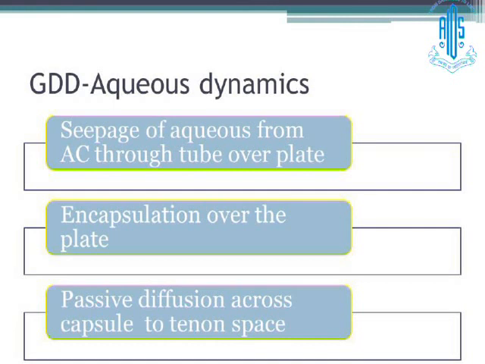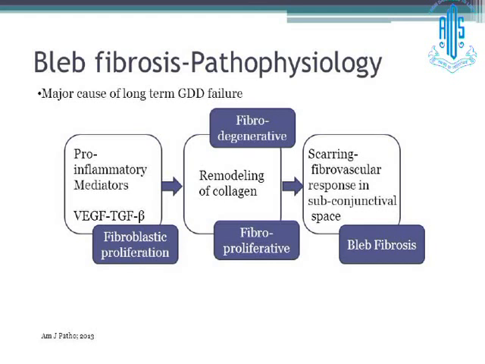As we look at the pathophysiology, bleb fibrosis in general is the major complication which leads to the long-term failure of GDD. What happens when aqueous comes in contact with the tissue? There is a release of pro-inflammatory mediators which the aqueous itself contains. Mainly we have found that VEGF-induced transforming growth factor beta is the main mediator for this fibrosis. This leads to fibroblastic proliferation in the episcleral tissue, and then there is a remodeling of the collagen. That leads to the fibrodegenerative changes, which is the desired response leading to the normal encapsulation of the plate.